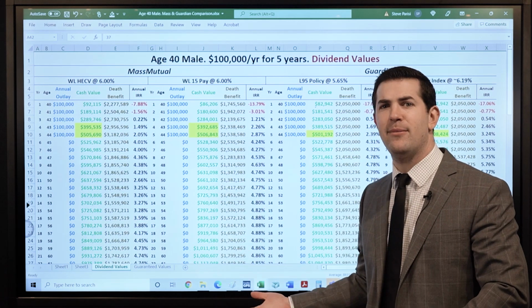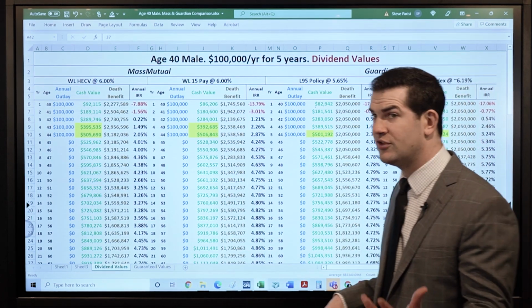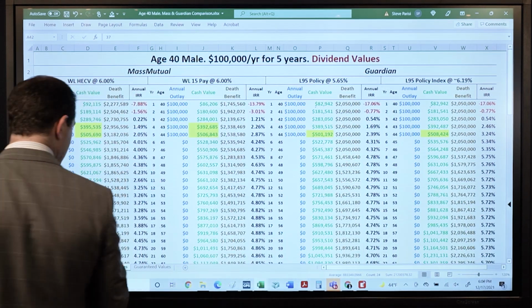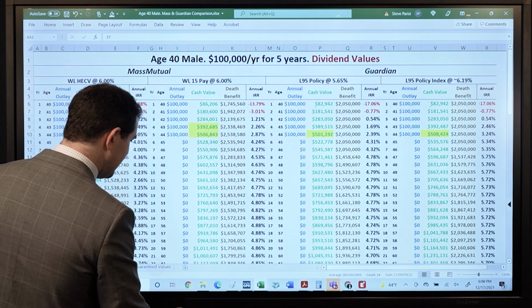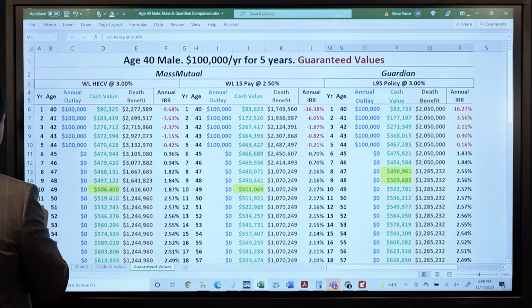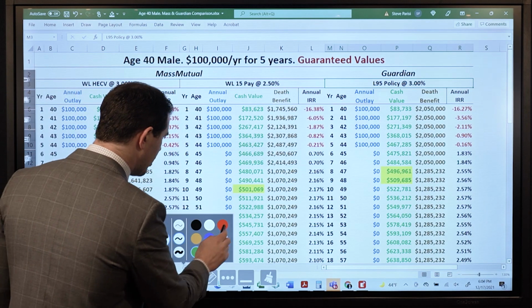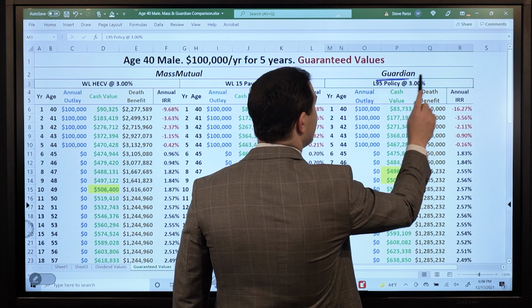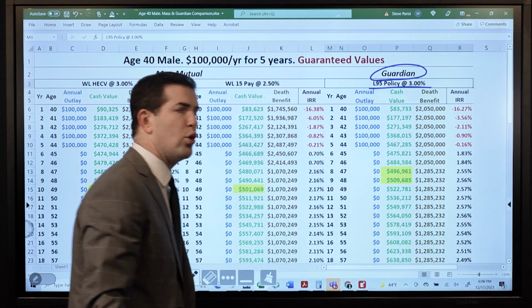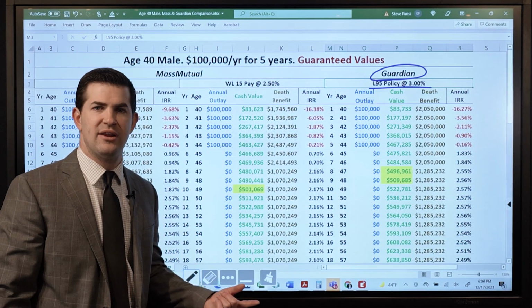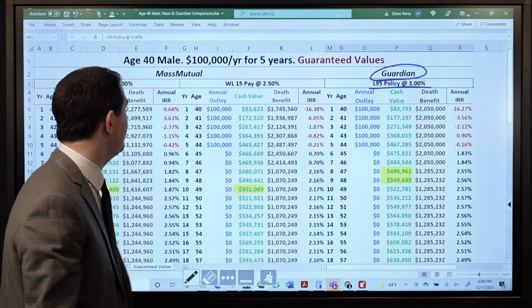And we can just copy that model with respect to whole life insurance if it's a fit for you as you look at everything. So let's look at the guaranteed values. We've got the same options here. You'll see one Guardian column, and the reason why is we're only running the guarantees, which assumes no dividends, no indexed feature, nothing like that.